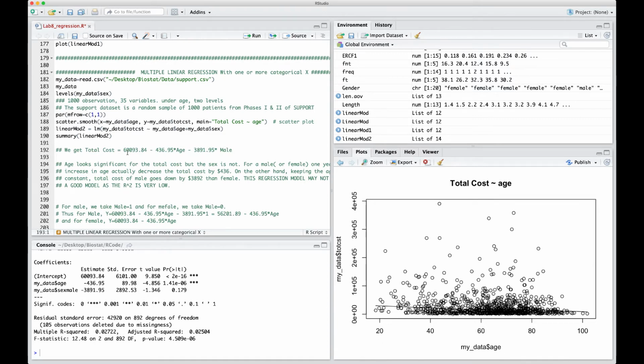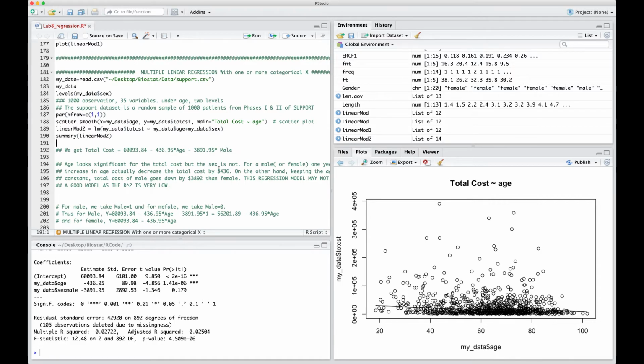So 6093.84 minus that times age minus this times male. That's what you get, because it says sex male, okay? This is the model you got for the male, okay? For the male, we will take male equals 1. For the female, we will take male equals 0. That's what we will do.